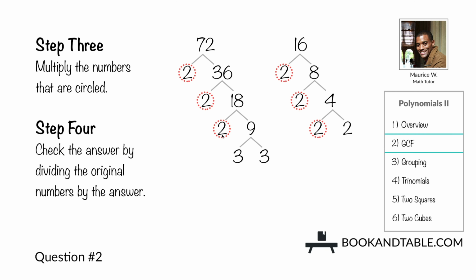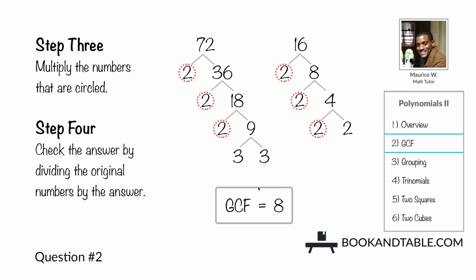And now the third step, we'll find the greatest common factor by multiplying the numbers that are circled, giving us the greatest common factor is equal to 2 times 2 times 2, which would be equal to 8.